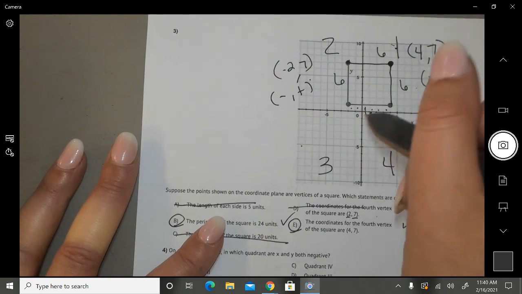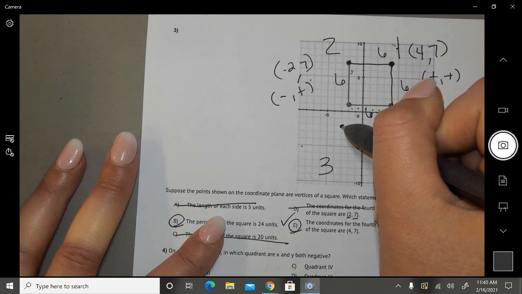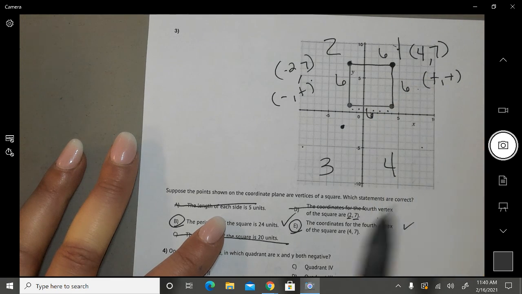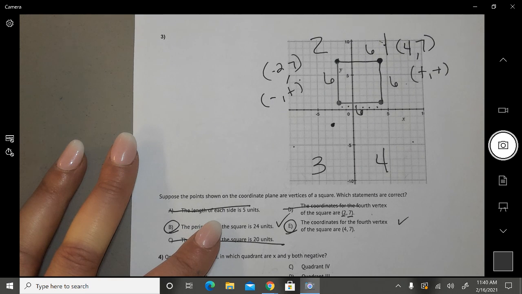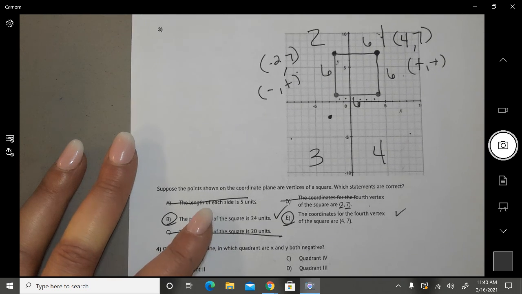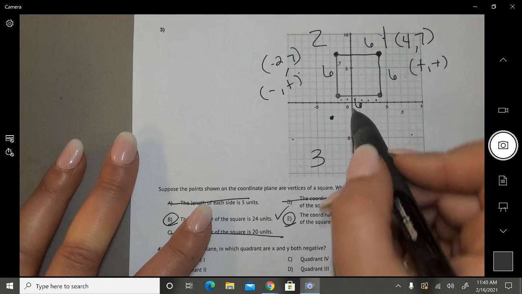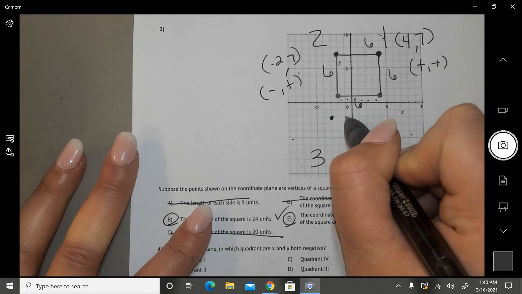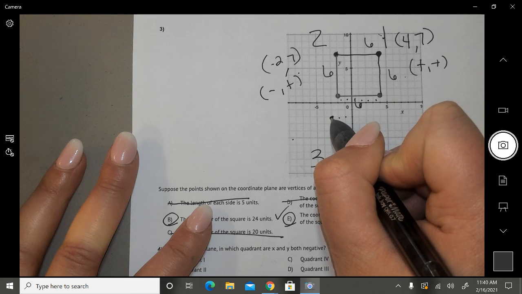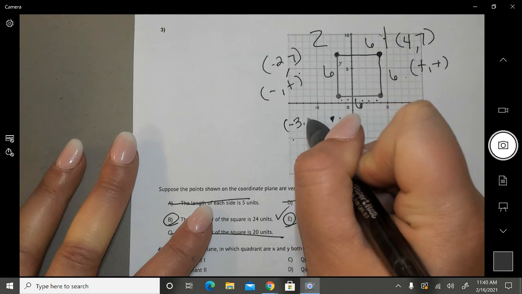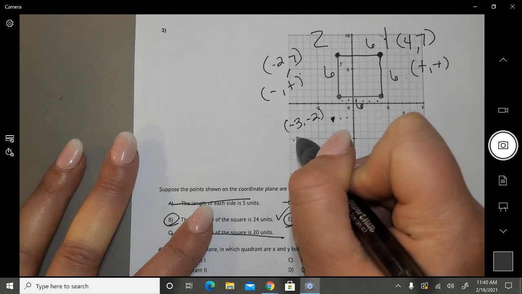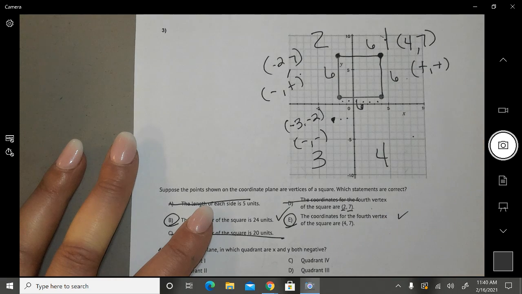All right, if I come down to this point right here, what would be my X? Look, guys, at this point right here, I go over 1, 2, 3. Is that negative or positive? Negative. Negative 3, and down how many? Negative 2. So I've got negative 3, negative 2, which makes this negative, negative.